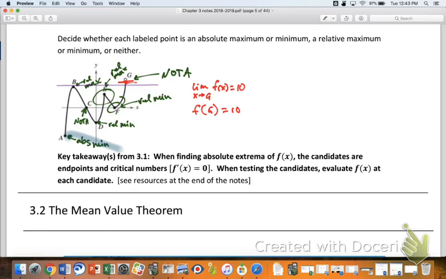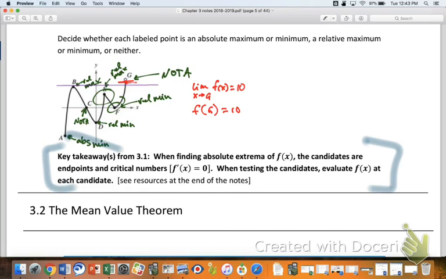So in this unit, in this chapter, you're going to see at the end of most of the sections something like this. And you might think, well, gosh, why on earth would you do that? Because if you read that, when finding absolute extrema of f, the candidates are endpoints and critical numbers, which f prime is 0, or d and e. When testing the candidates, evaluate f of x at each candidate. Isn't that essentially what we've been doing? You might think to yourself, why on earth would you just repeat yourself after we just did all this?